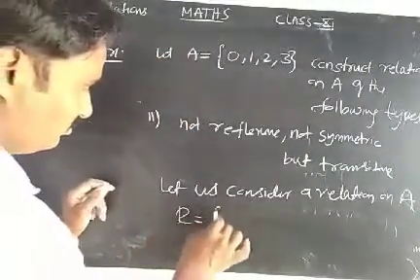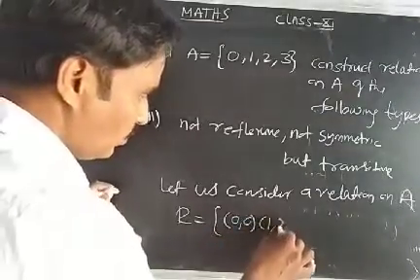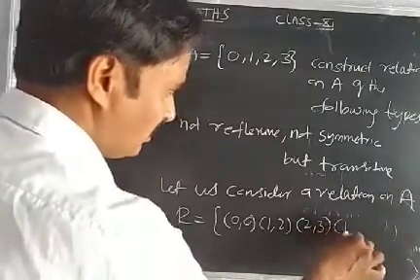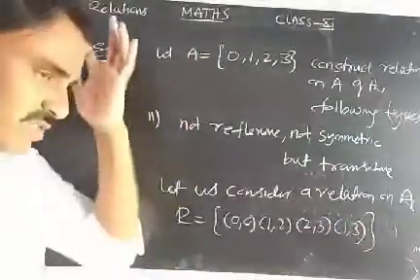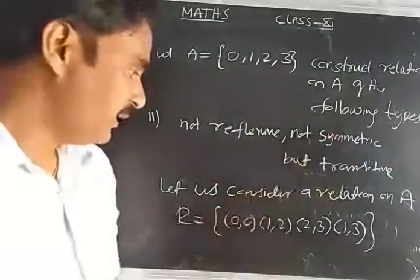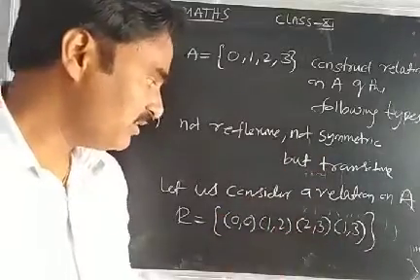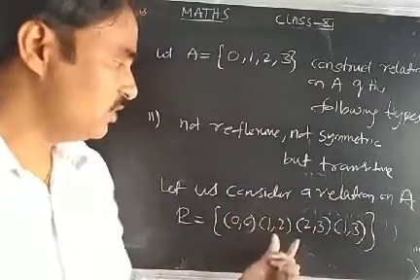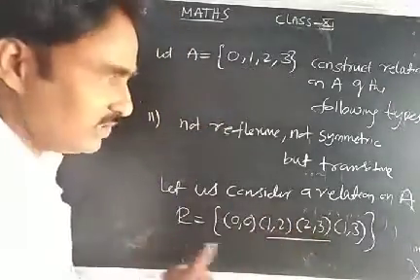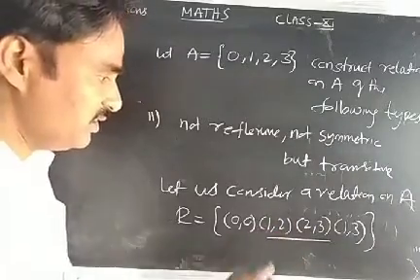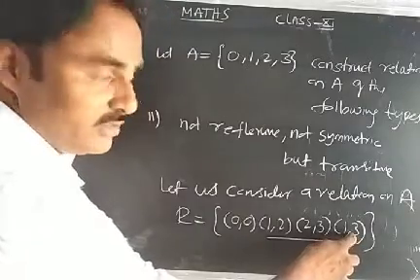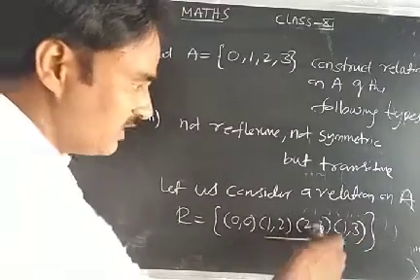I will consider it like this: R is 0, 0, 1 comma 2, 2 comma 3, 1 comma 3. Is it reflexive? Not reflexive. 1 comma 1 is not there, that is one reason. Symmetric: for symmetric, 1 comma 2 exists but 2 comma 1 does not exist, so it is not symmetric. Now transitive: 1 comma 2, 2 comma 3, both order pairs exist. Remove 2 and 2, you get 1 comma 3, which exists here.